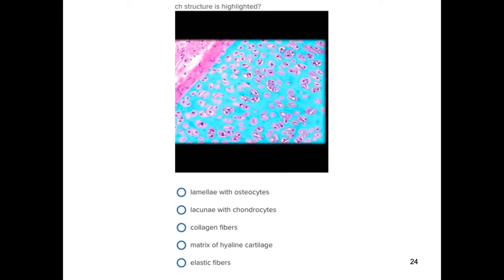Okay, let's look at this one. Now, these cells that we see, these are actually cartilage cells. When you see these raindrop looking structures, those are the actual cartilage cells. But it's asking for the highlighted structure, which is all the aqua stuff. So remember, when we look at connective tissue, we see cells that are not closely packed together. These are scattered far apart, but it does have lots of the blue stuff. And the blue stuff happens to be the extracellular matrix. So this is the matrix of the hyaline cartilage.